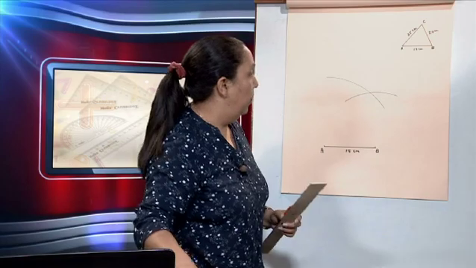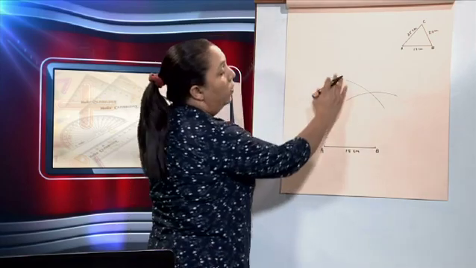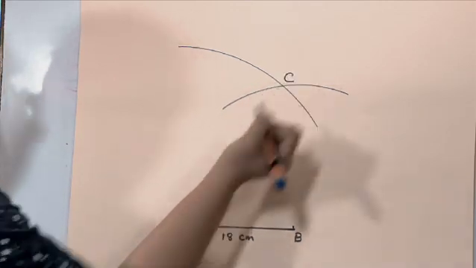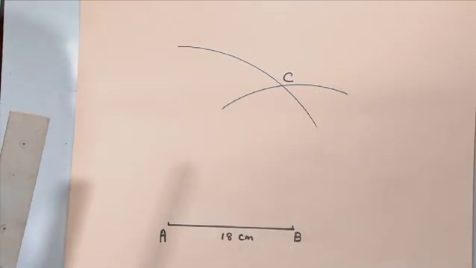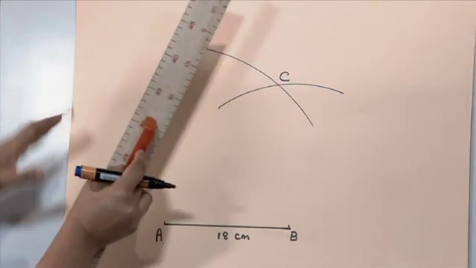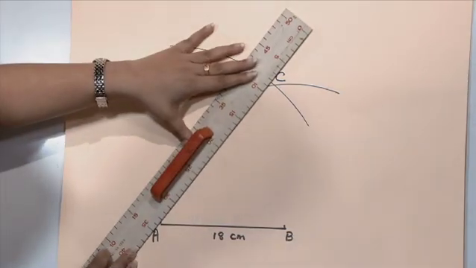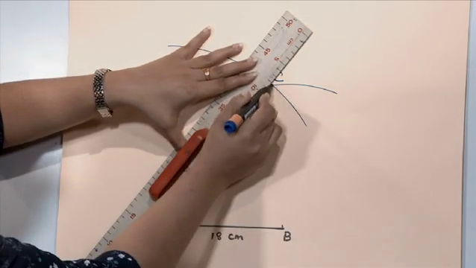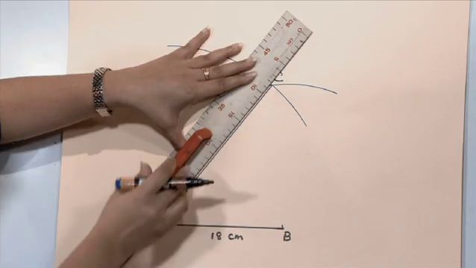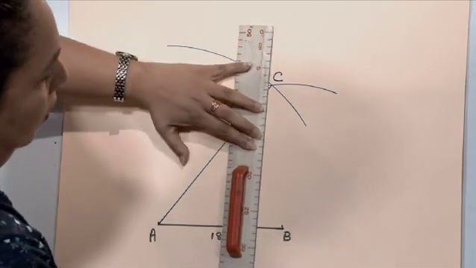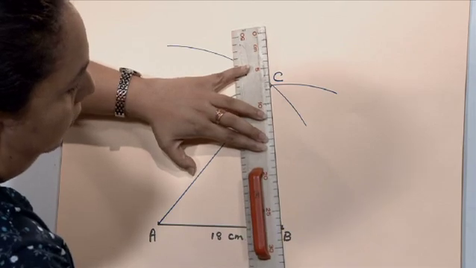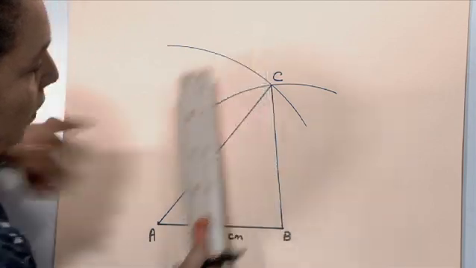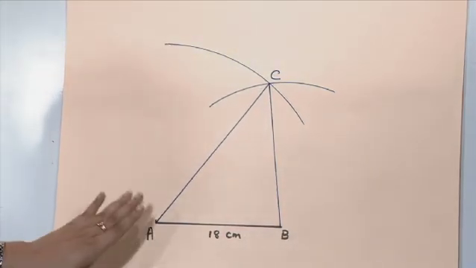Well, first of all, the point of intersection of the two arcs, that's what we call C. Okay? Because it's triangle ABC. And then you take your ruler, you will join A to C, and then you join B to C. That's it. So we have AC.